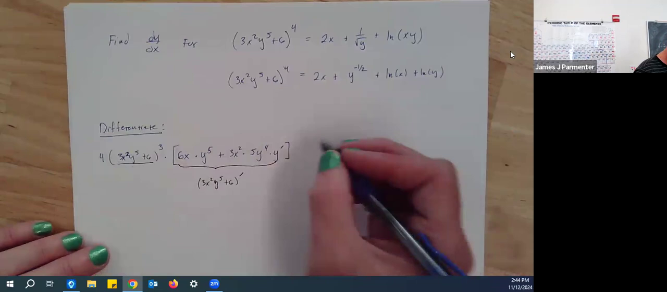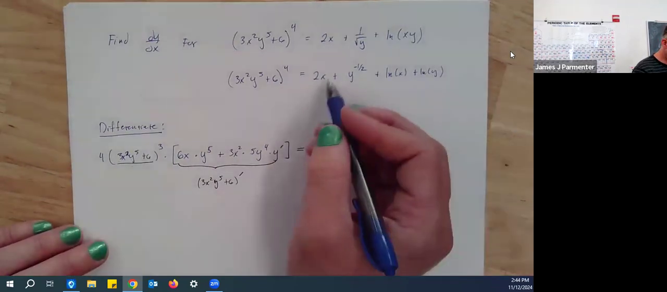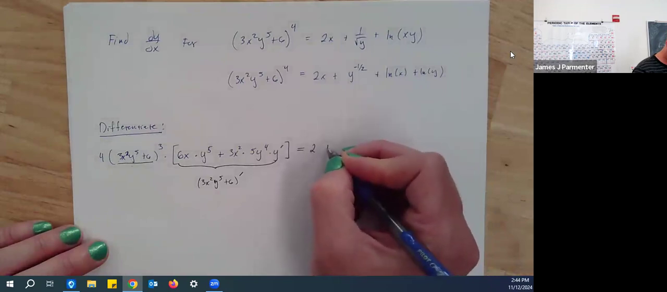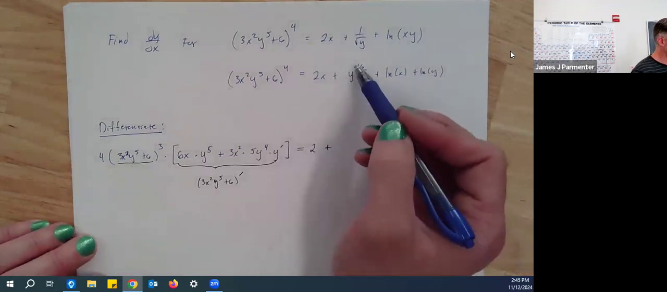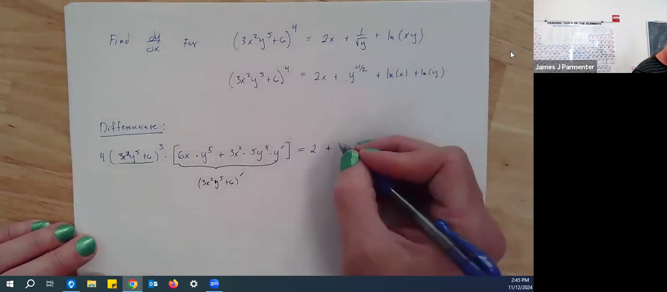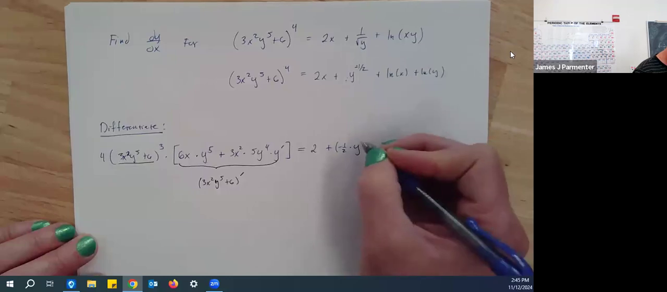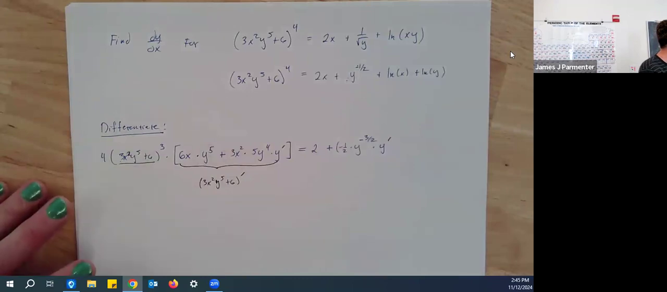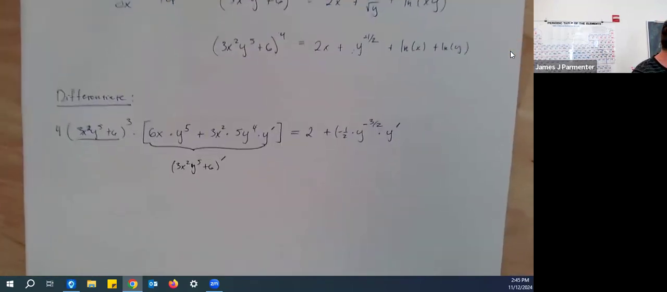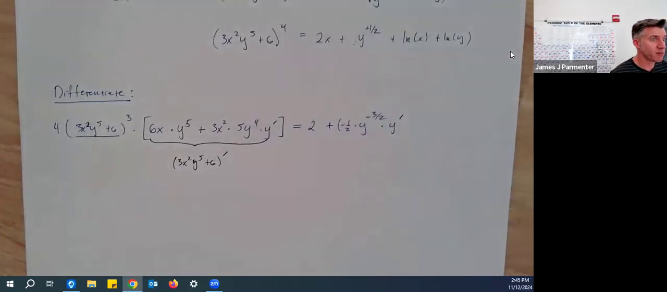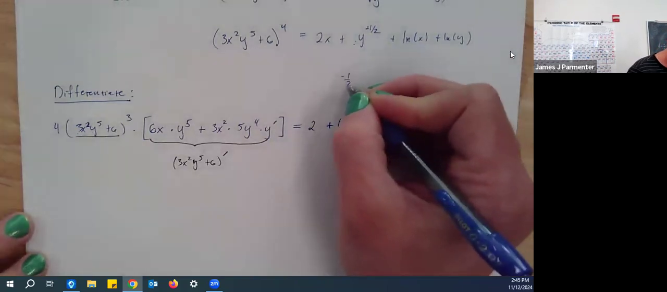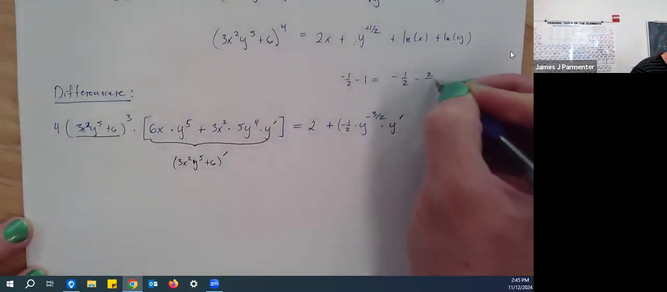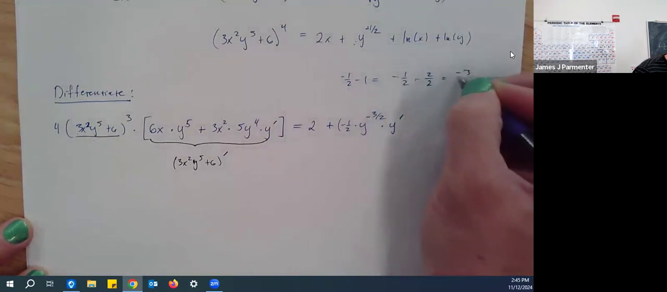Let's move over to the right-hand side. It's going to be less terrible. The derivative of 2x is 2. The derivative of y to the negative 1/2, or some stuff to the negative 1/2, is going to be negative 1/2 times our stuff to the negative 3/2 times the derivative of our stuff. Because when we take the derivative using the power rule, we bring down the power, and then our new power is 1 less. And negative 1/2 minus 1 is negative 1/2 minus 2 over 2. And negative 1 minus 2 is minus 3 over 2.